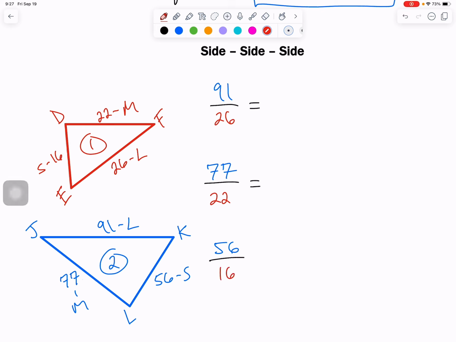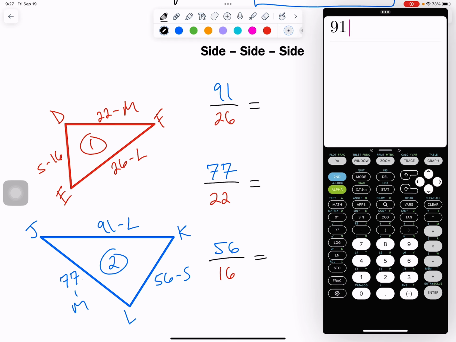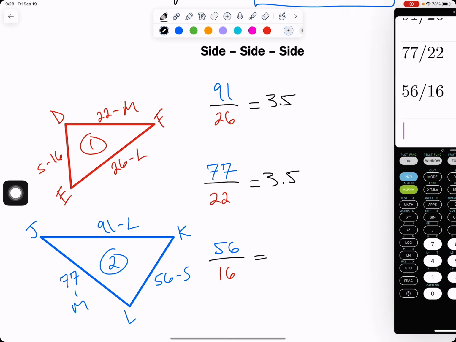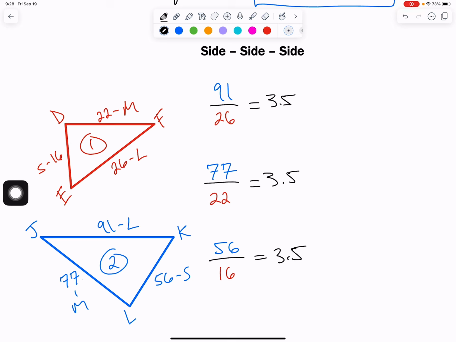And equals. Sometimes my writing is not the greatest in the moment, never has been. 91, well, fractions tell us to divide by 26 equals 3.5. Beautiful, so you can see them all on the calculator. Divided by 22, 3.5 again. And if 56 over 16 equals 3.5, then we have similar triangles. Are all three proportions or ratios here 3.5? They sure are. They are similar triangles.